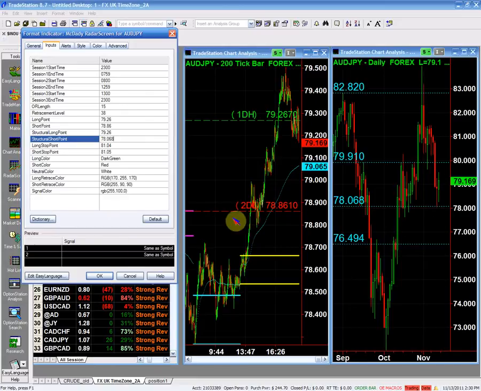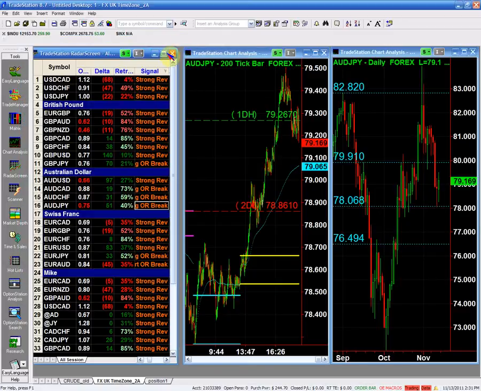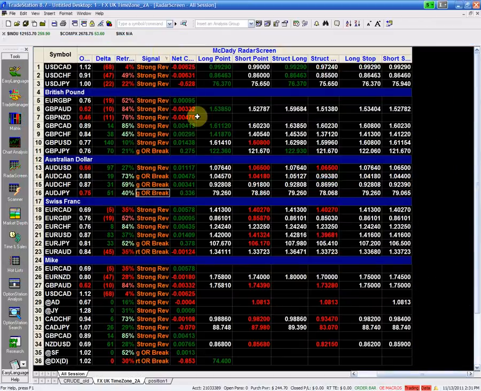And in this case, if I go short below 78.86, I'm going to put my stop above the market, so that's going to be 79.06. And on the upside, the long point is my structure long, therefore it will also be my stop, and that is the 79.26.